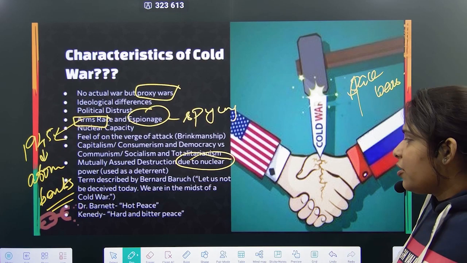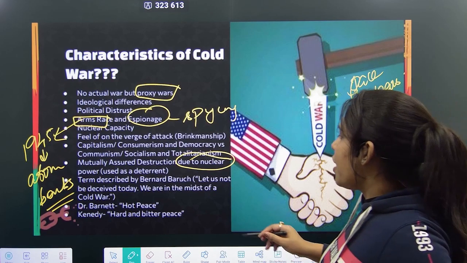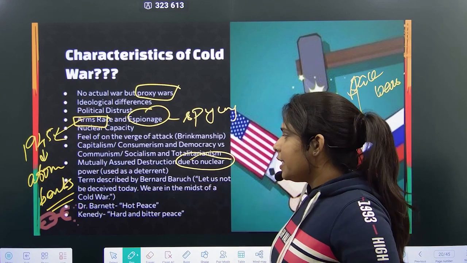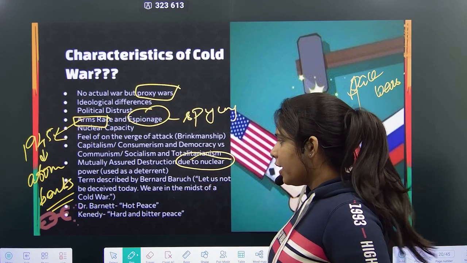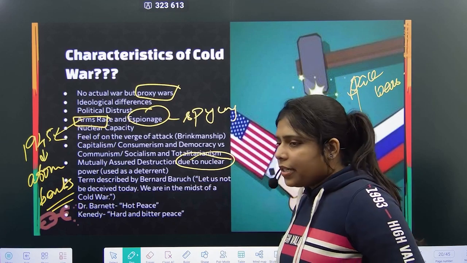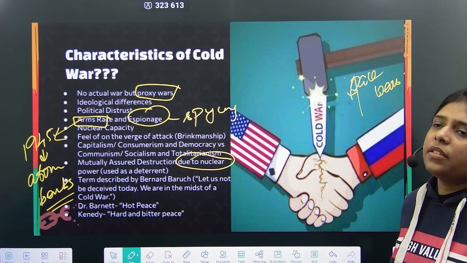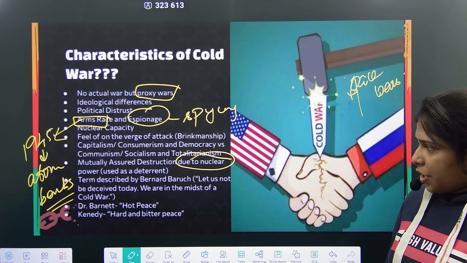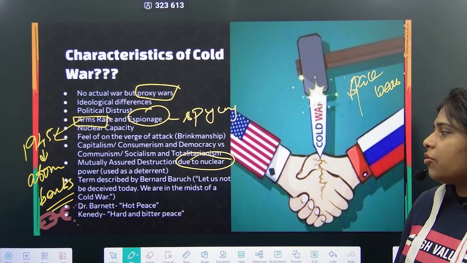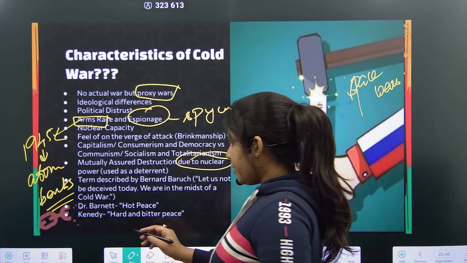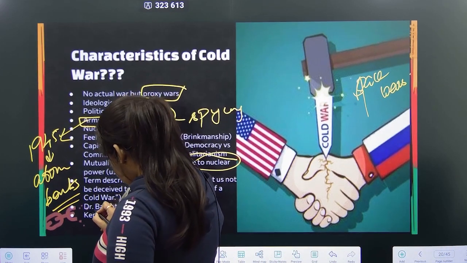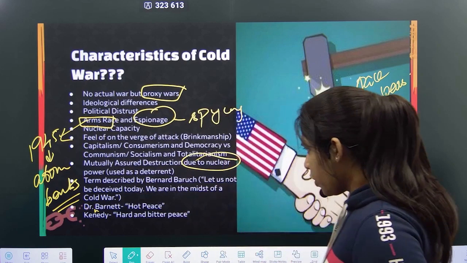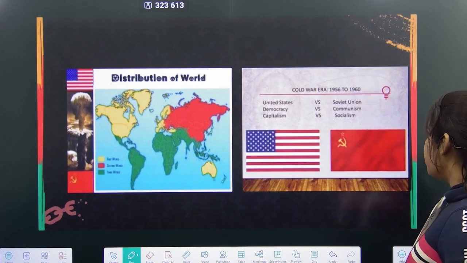Cold War was a term described by Bernard Baruch. He said, let us not be deceived today, we are in the midst of a Cold War. And that's when we came to understand this crisis between US and USSR as Cold War. Dr. Barnett said it's a situation of hot peace, and President John F. Kennedy said hard and bitter peace. These were a few terms used for Cold War.